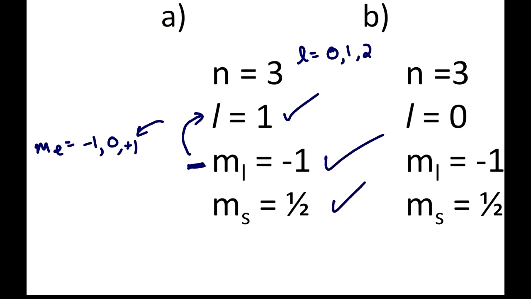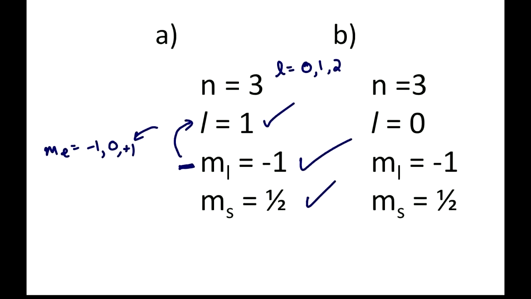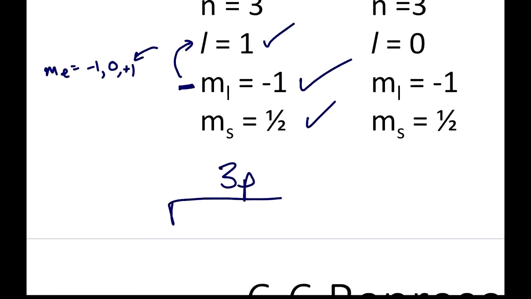And then finally, is that spin allowed? Yes. All right, so for fun, let's name that electron. What orbital is that electron in? 3p. Yes, it's in a 3p orbital. It would look something like this. Cool. All right, let's go to the next one.